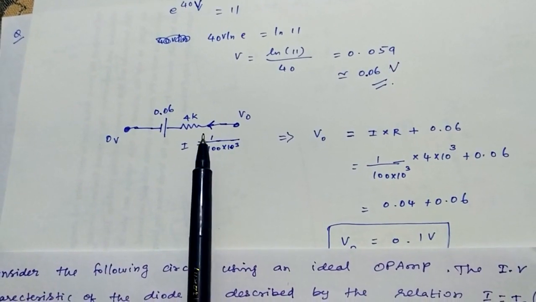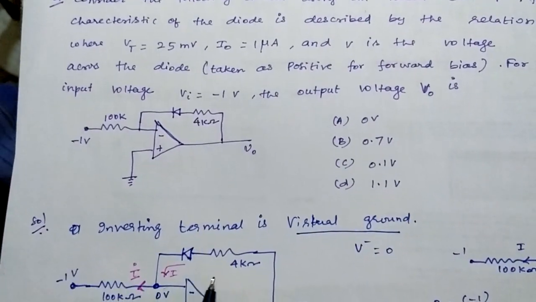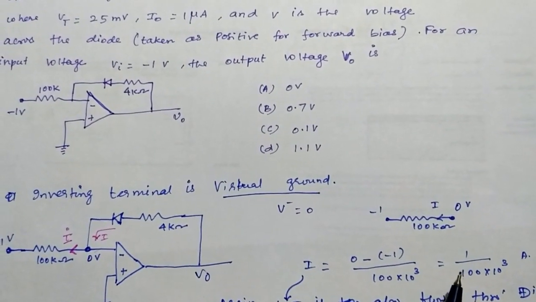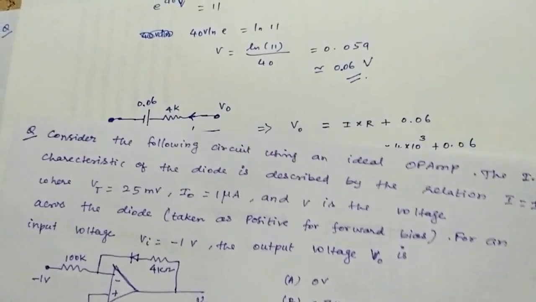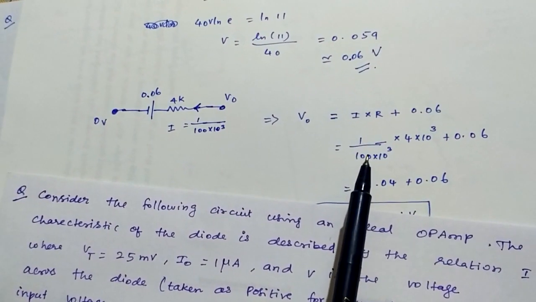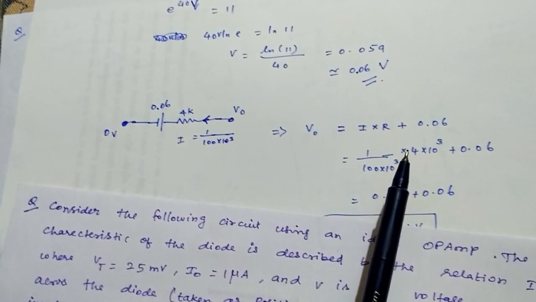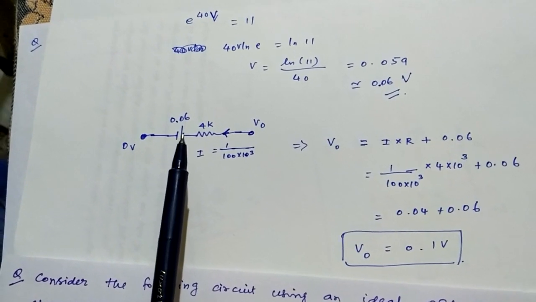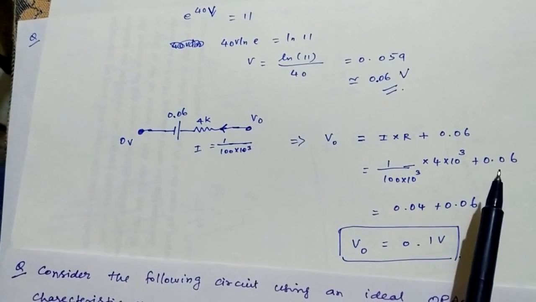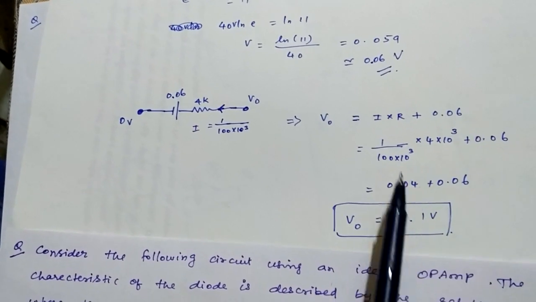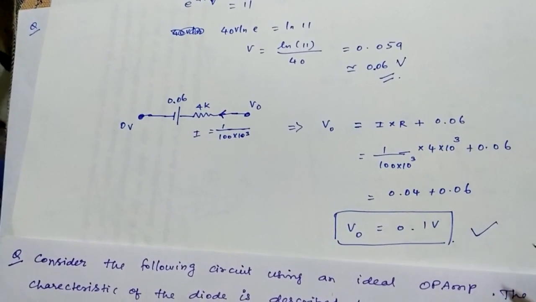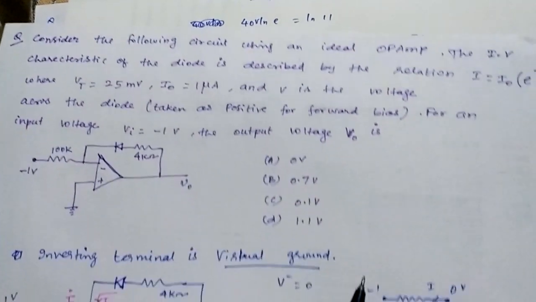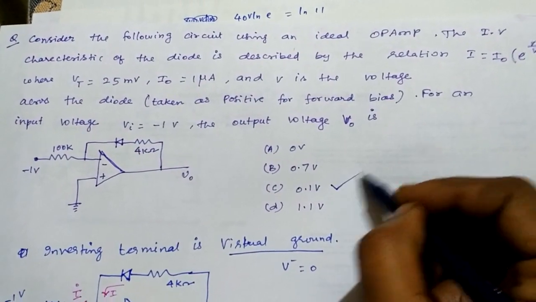So the drop in the resistor: we have already calculated the current value as 1 divided by 100 into 10 power 3, times the resistor value 4 into 10 power 3, and the drop in the diode voltage is 0.06. So when we simplify this, we get the output voltage as 0.1 volt. So this is the answer.